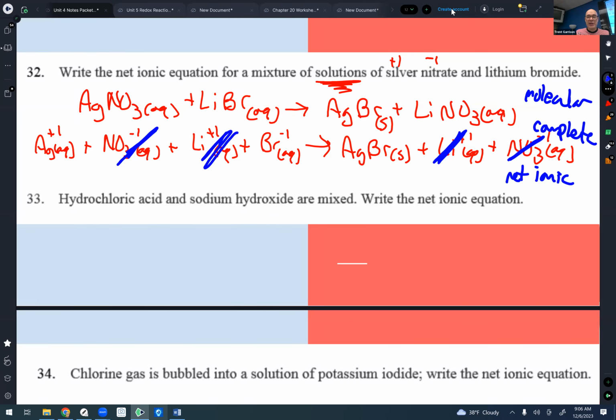Great job. Because it's the same state of matter, because it's the same material and it didn't change its charge, they get canceled out of the net ionic. We get our final answer. You just rewrite this. Ag +1 aqueous plus Br -1 aqueous produces AgBr solid. This is the final answer for what we're trying to accomplish.